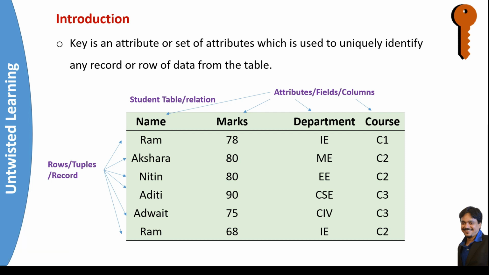let us see this example here in this table. The name of the table is student table. It is also called as relation. Then this table consists of 4 columns which are called as attributes or fields or columns. So name is the first attribute, marks, department and course. Then it consists of 6 rows called as tuple or record.